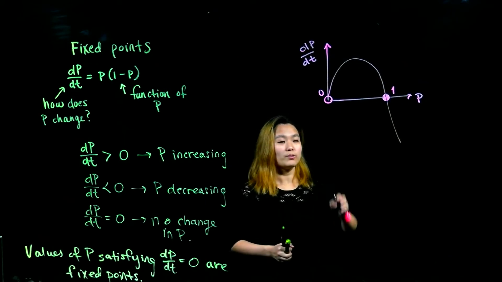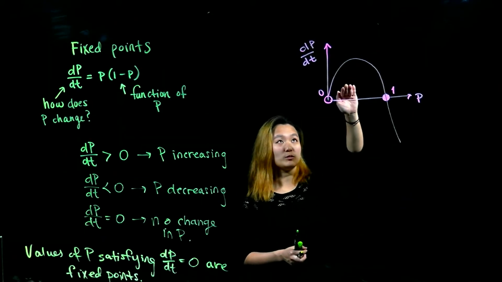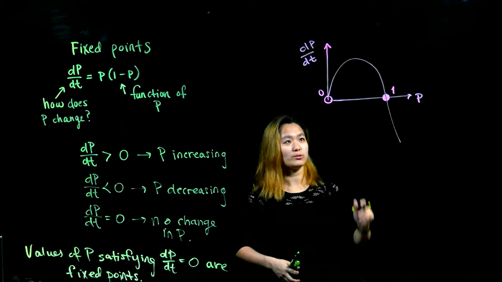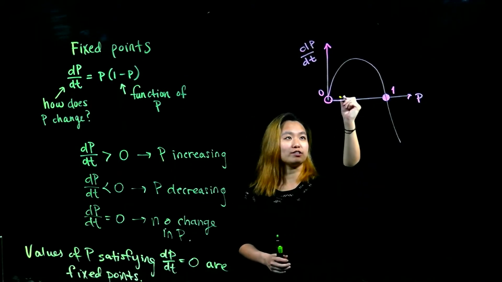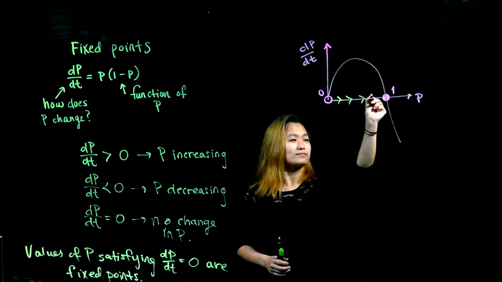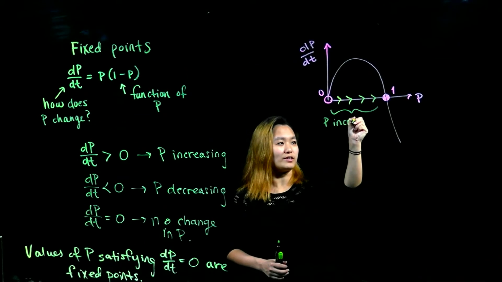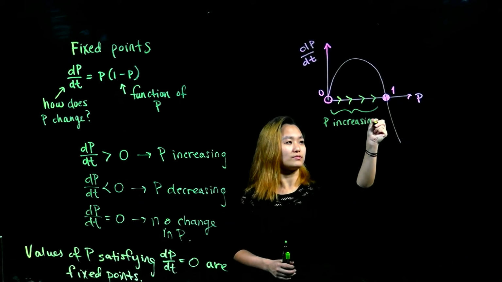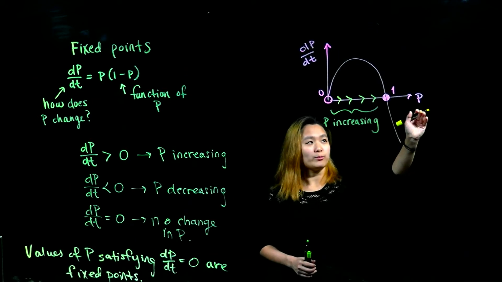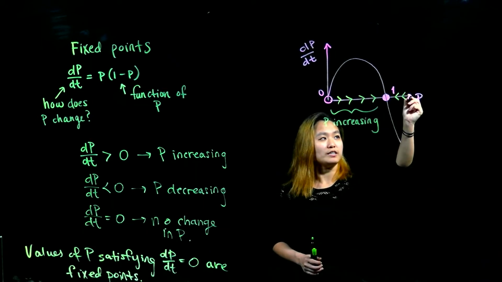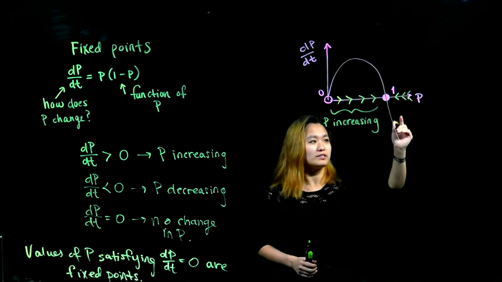Okay, so in between p equals 0 and p equals 1, dp/dt is above the horizontal axis. That tells us that p is increasing. So in this region, p is increasing. For values of p bigger than 1, dp/dt is negative. That tells us that p is decreasing.